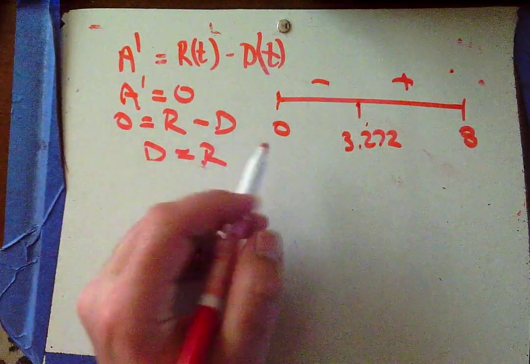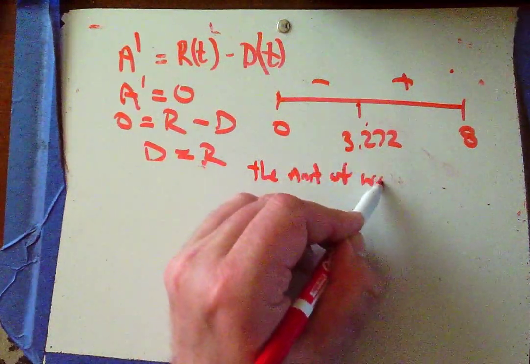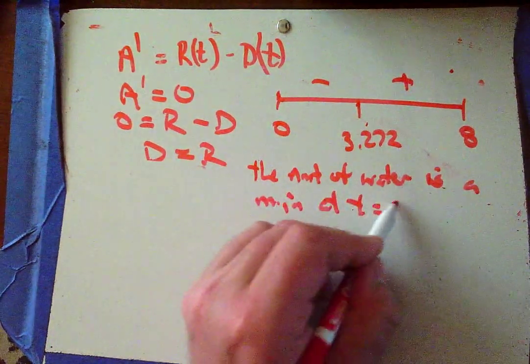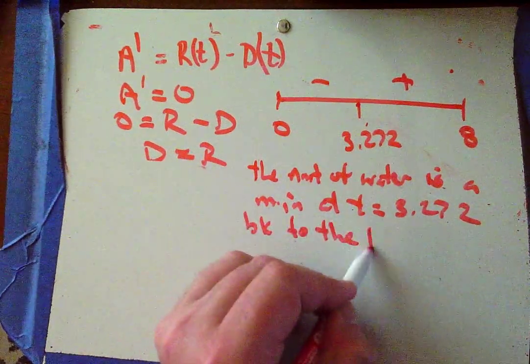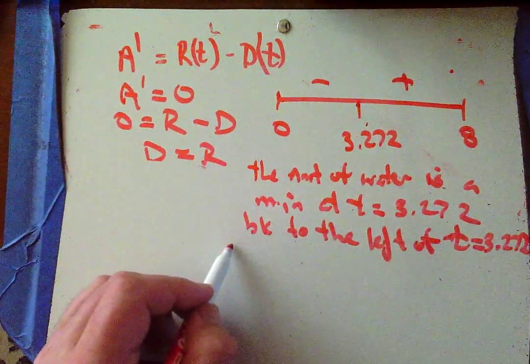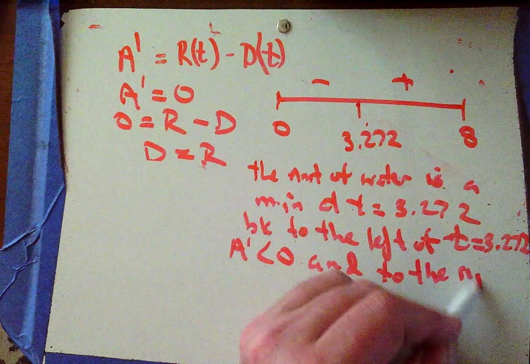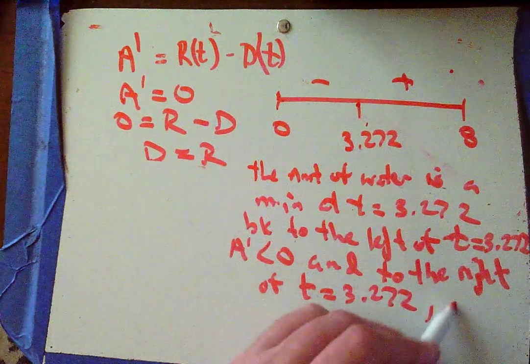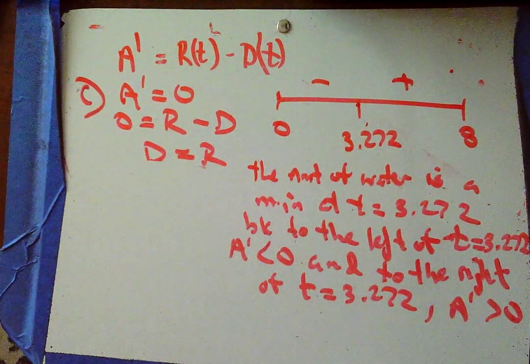So I don't have to do anything other than say the amount of water is a minimum at t equals 3.272 because to the left of t equals 3.272, A prime is less than 0, and to the right of t equals 3.272, A prime is greater than 0. So there's part C.